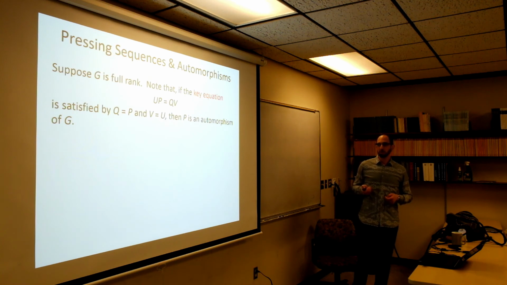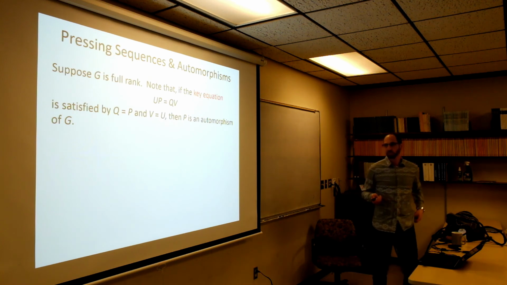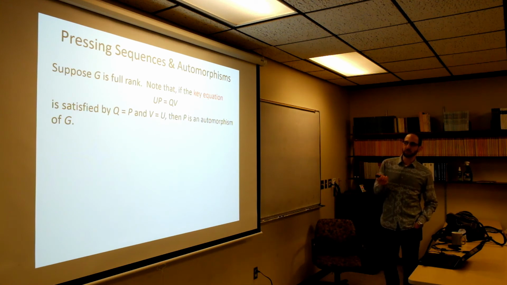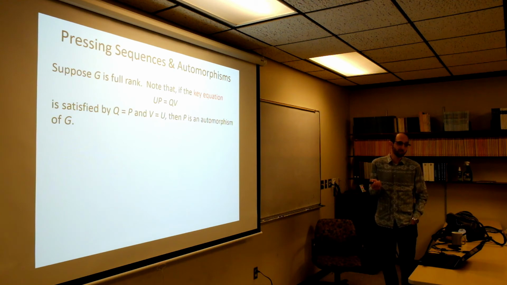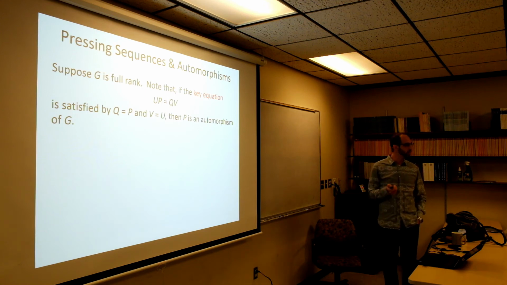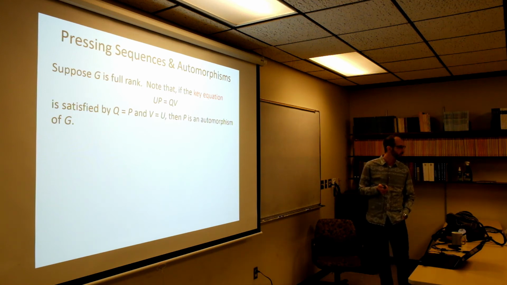So, let me talk a little bit more about this key equation. The key equation we'll call UP equals QB: U upper triangular, B upper triangular, P a permutation matrix, and Q orthogonal, and everything over F2. So suppose this were satisfied by Q being P. Notice permutation matrices are orthogonal, right? Their transposes are their inverses, so that's handy. So it's possible that Q could be P, and then B could be U, because that's, of course, also upper triangular. If that happens, I claim that P is actually an automorphism of the graph.